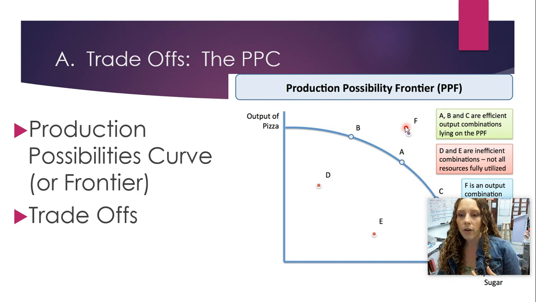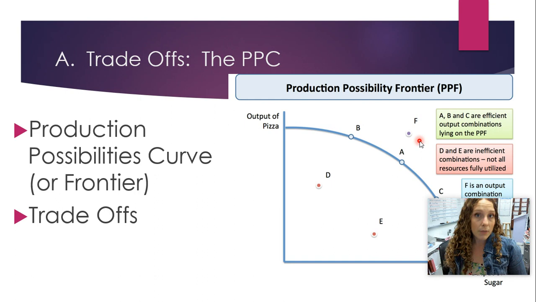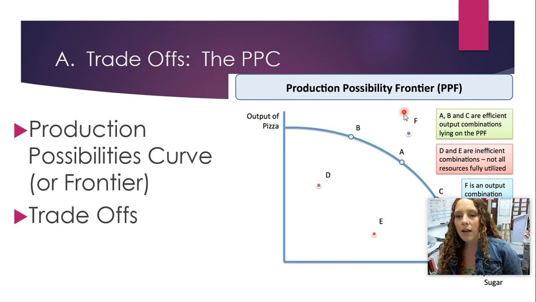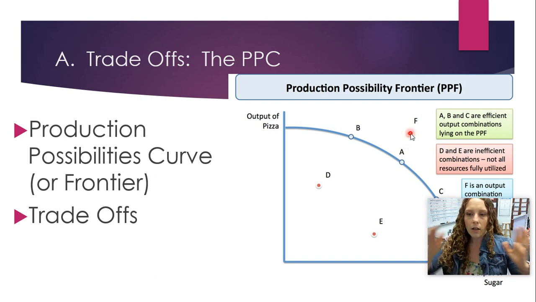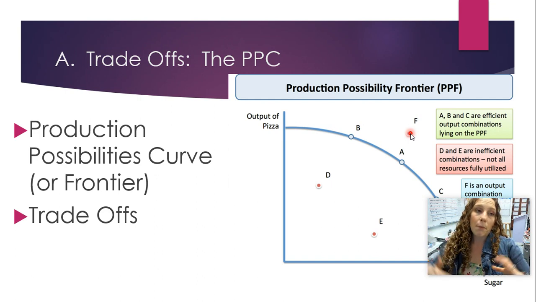Now, F over here, or anything else that I might want to label outside of this curve, is unobtainable. That's not possible. That is an output combination that they can't get to because they don't have the resources for that. They cannot possibly produce here unless they were able to somehow move this curve out by perhaps developing new technology or something like that. We'll get to in just a moment the things that might cause that PPC to actually move, not just move along it, but to shift somewhere else.